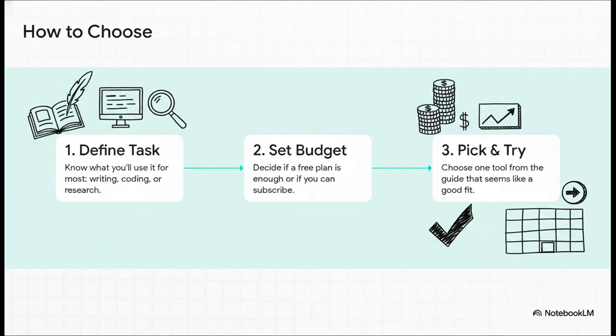And here are 3 simple, actionable steps to get you going. First, know what you're going to be using it for most of the time. Second, be realistic about your budget. And third, and this is important, don't get paralyzed by all the choices. Just pick one tool from that table that sounds like a good fit and give it a spin.